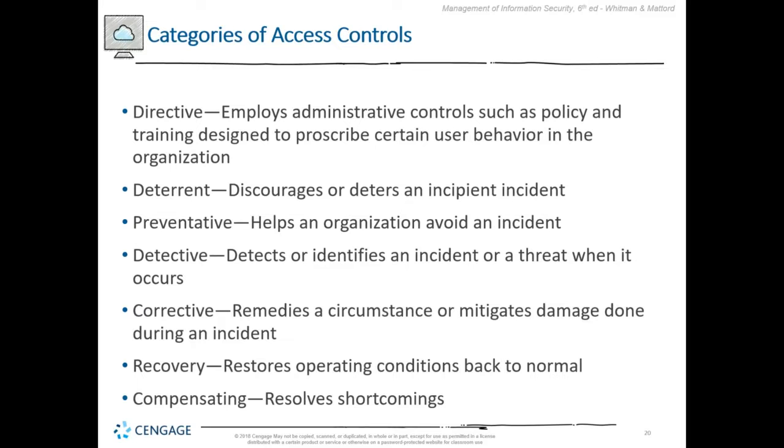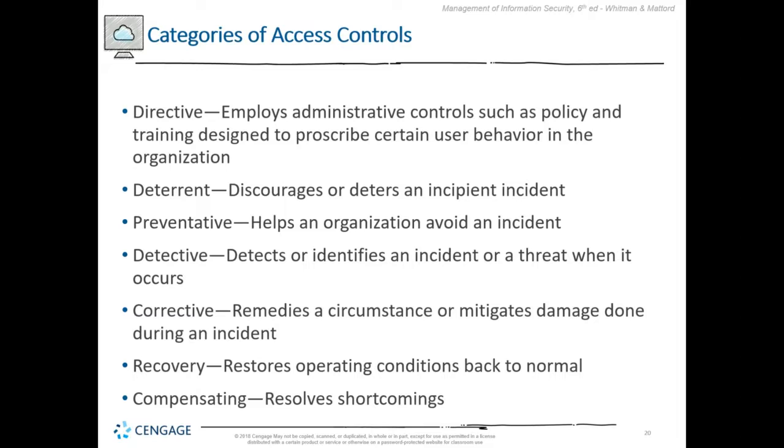Some categories of access control include directive, deterrent, preventative, detective, corrective, recovery, and compensating. All right. So in this, the directive will be the employee's administrative controls, such as policy and training. It's designed to prescribe certain user behavior in the organization.